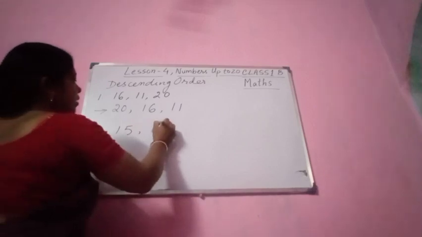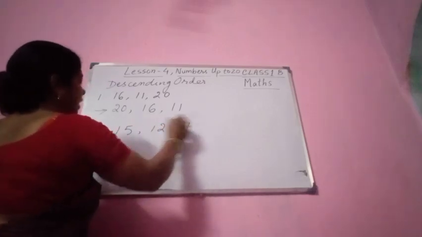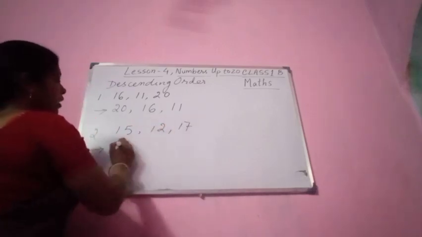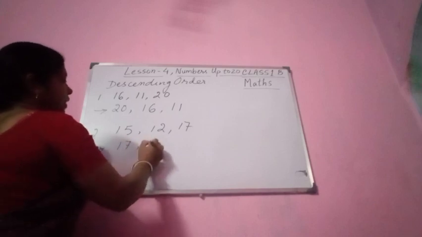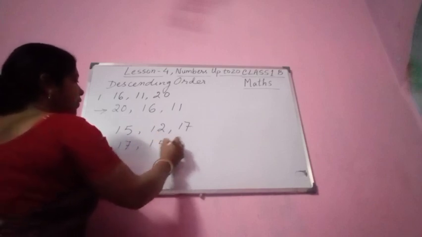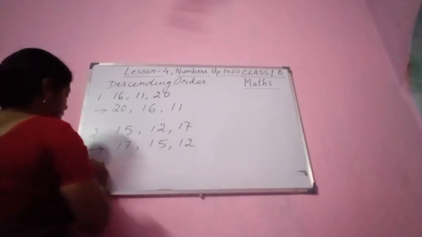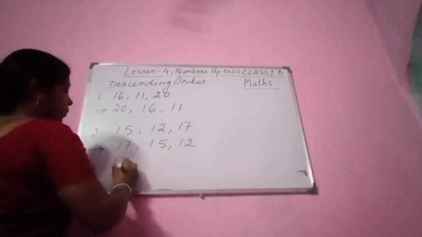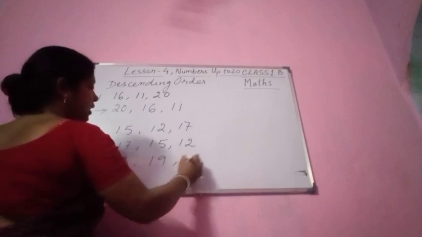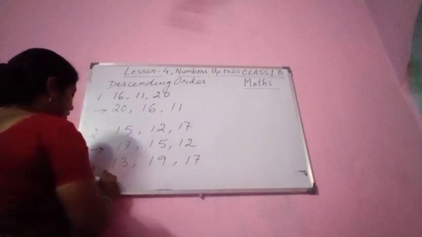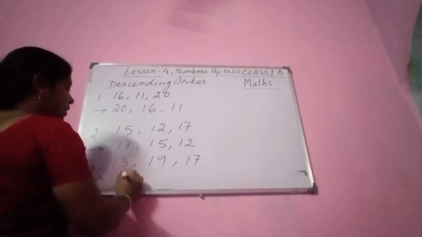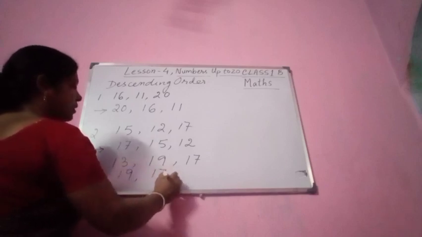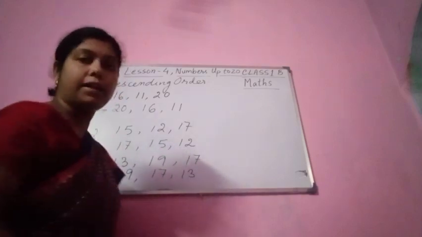Next one, 15, 12, 17. So we are doing descending order. Which one will come first? 17 is the largest, then 15, then 12. Number 3, 13, 19, 17. Which one is the largest number here? 19 is the largest, then comes 17, then comes 13.